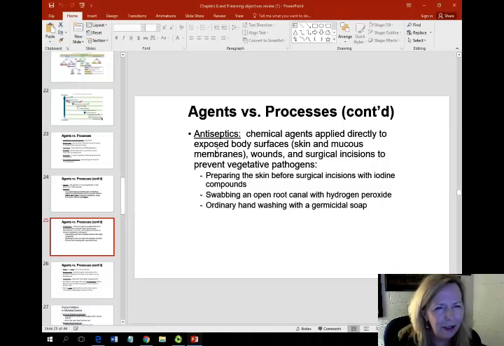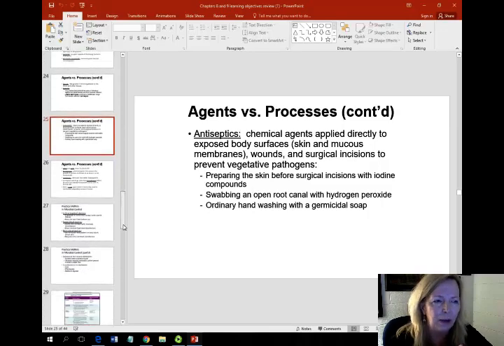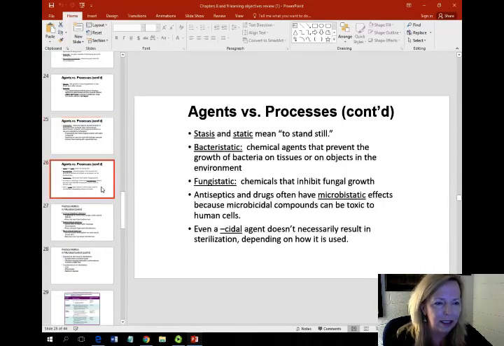As far as agents and their processing, we can't sterilize skin. It's impossible to think that we can, but we can definitely reduce the numbers of the microbes that are present. That's the goal: reducing the numbers so low that it really reduces the probability that there's going to be an infection after the procedure is done.